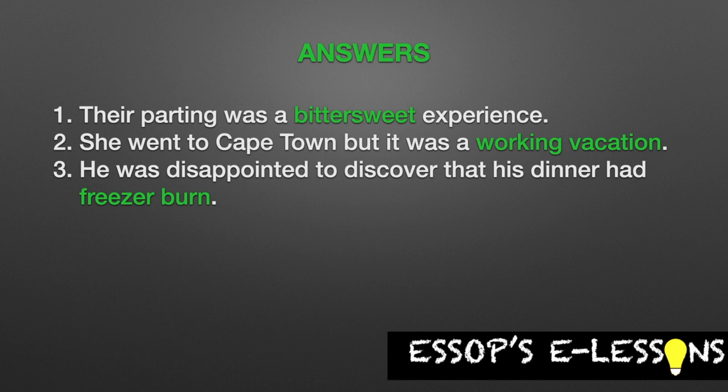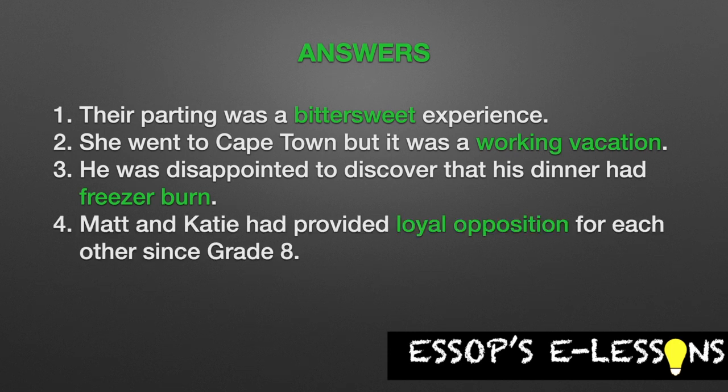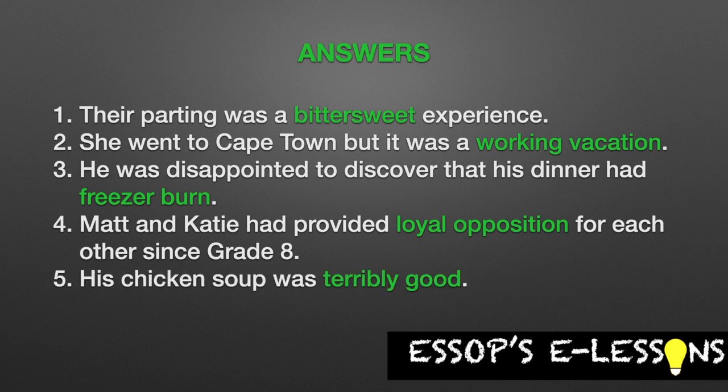In number 4, loyal opposition is the oxymoron because loyal suggests friendship, whereas opposition suggests rivalry. And in number 5, the oxymoron is terribly good because terrible has negative connotations, whereas good is positive.